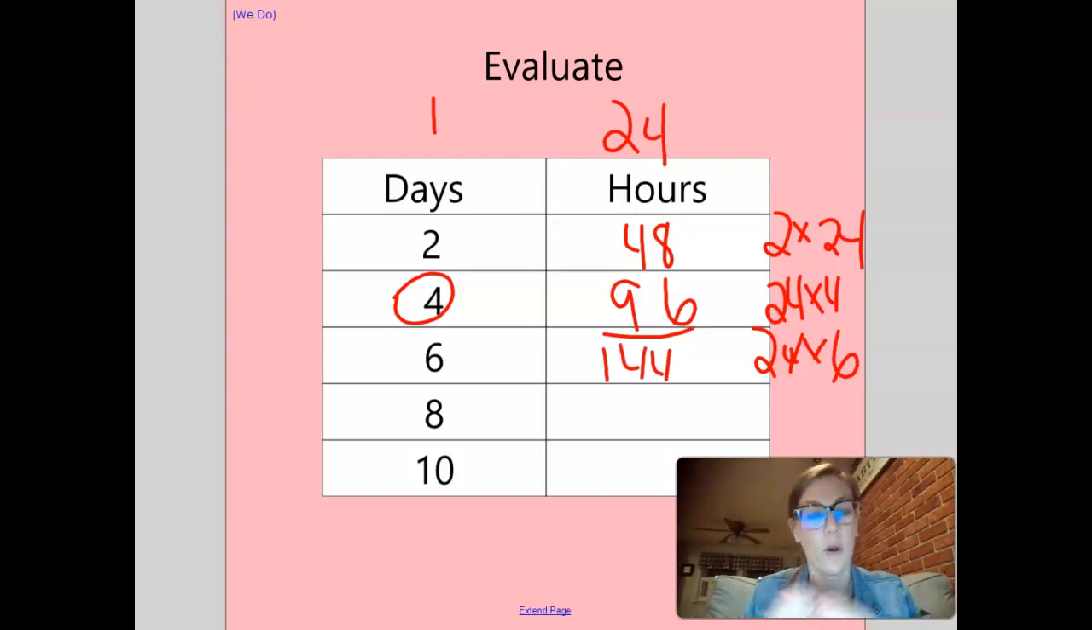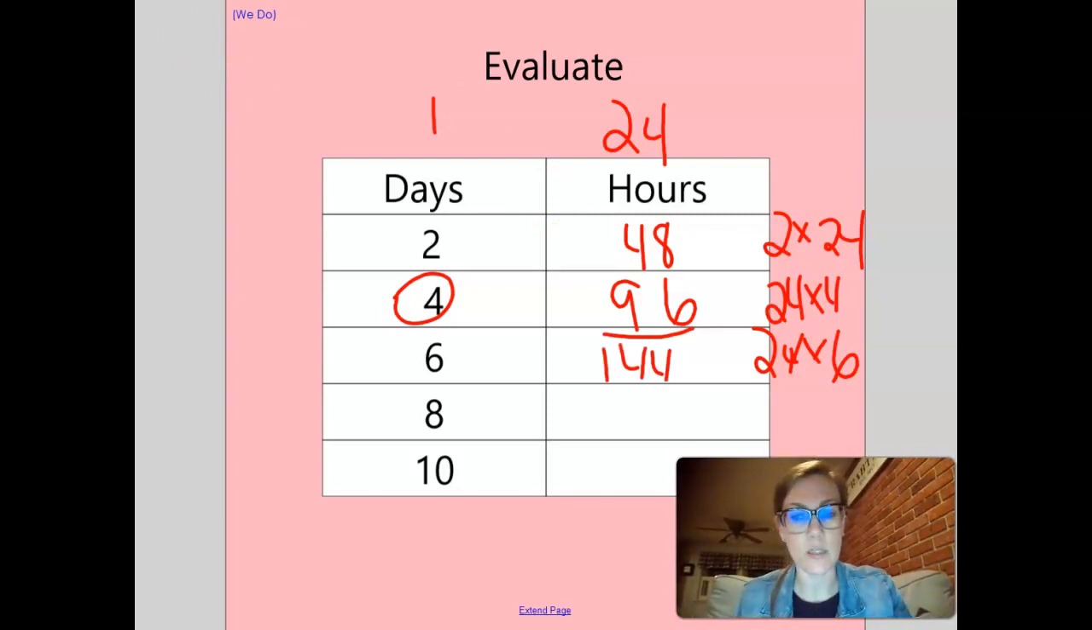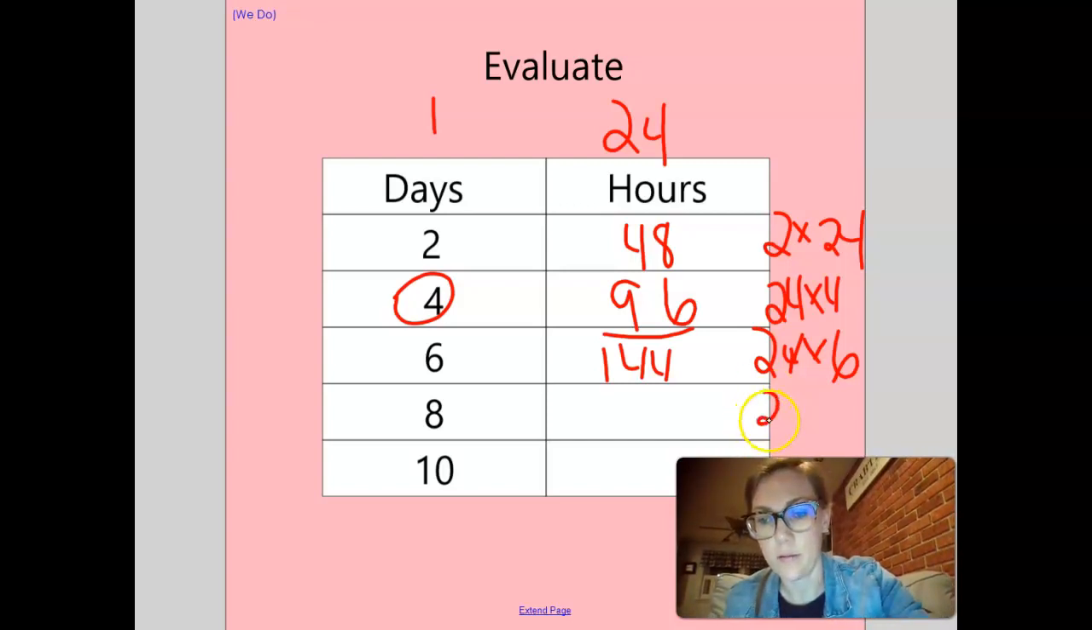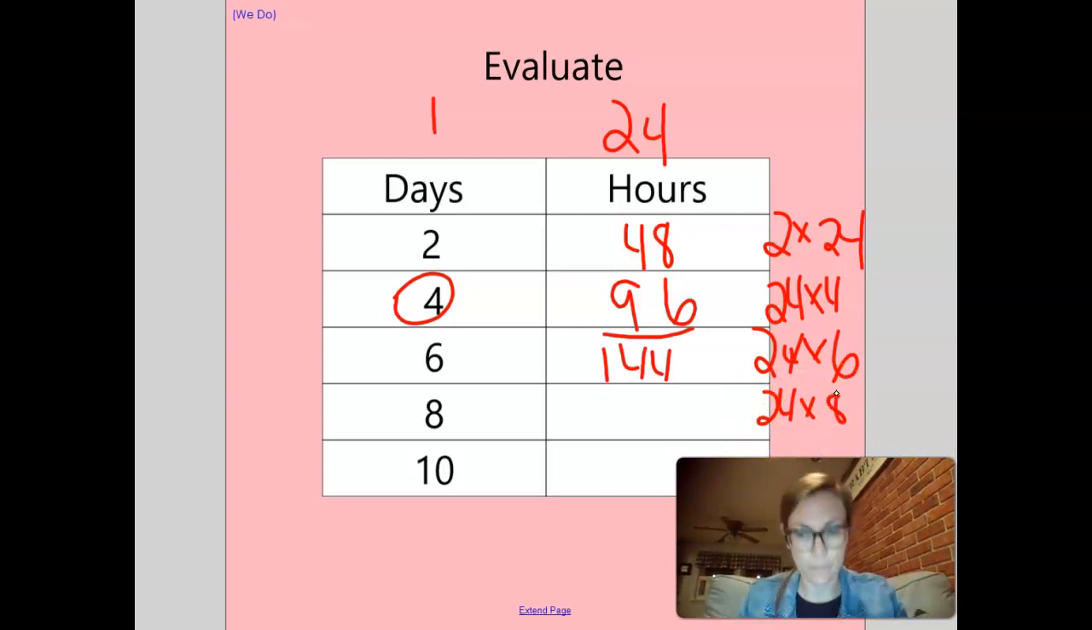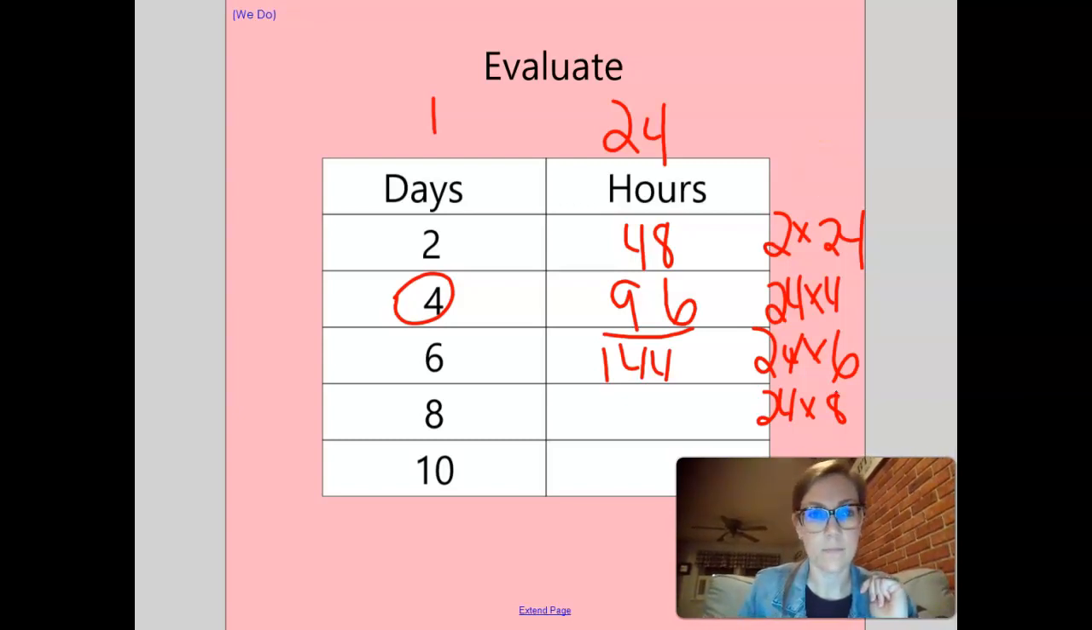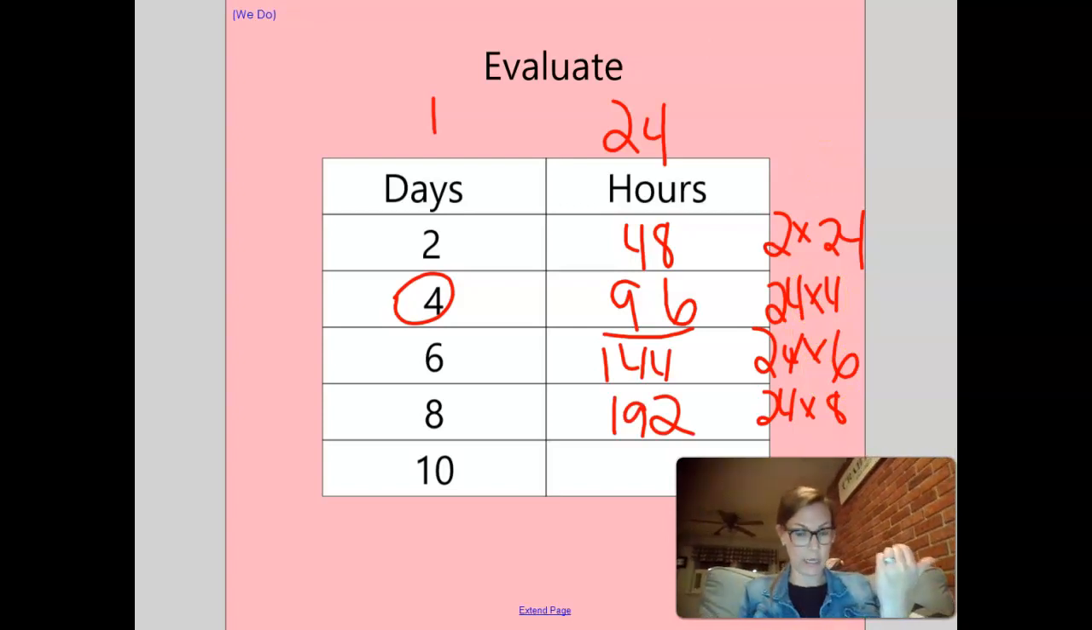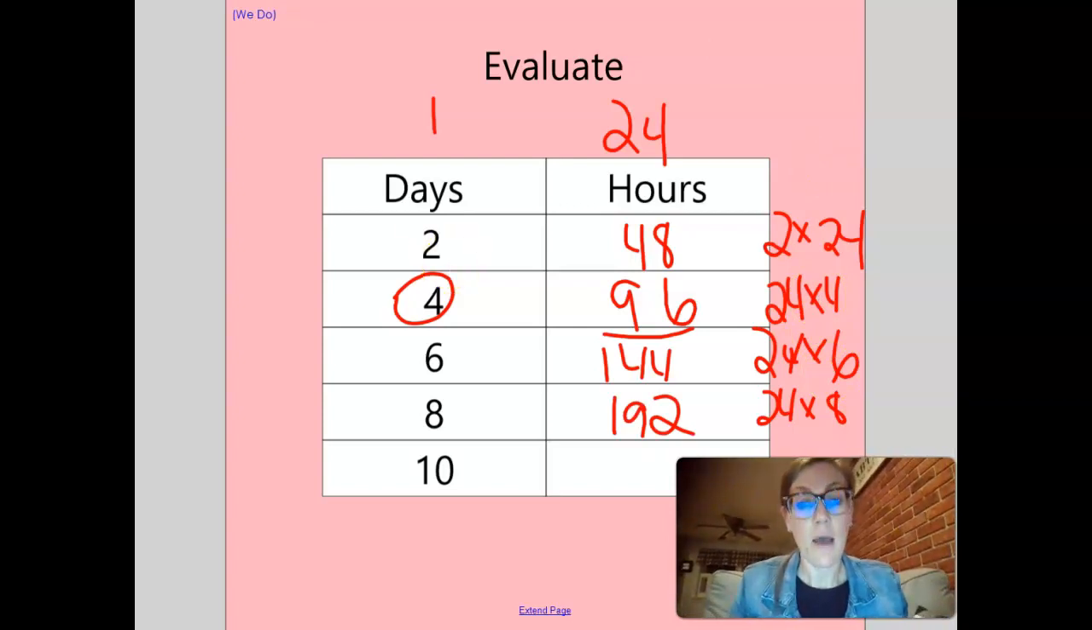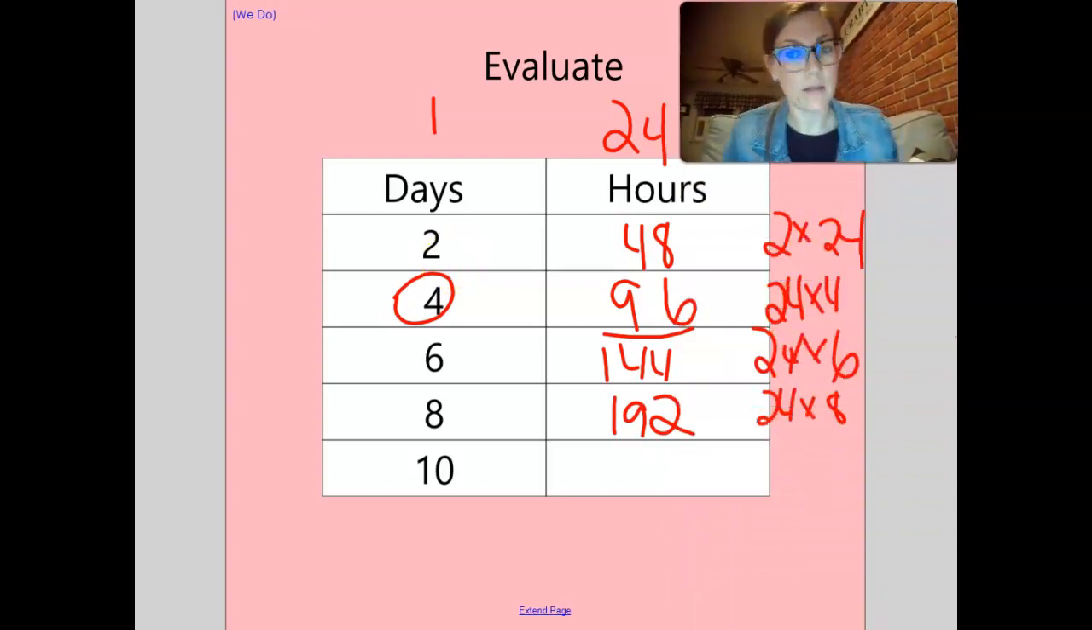All right, 144. Again, how are you going to solve for 8 days? What's the equation? 24 times 8. If you don't know what that is, add 24 8 times. Pause my video, solve, come back and check. So you got 192.